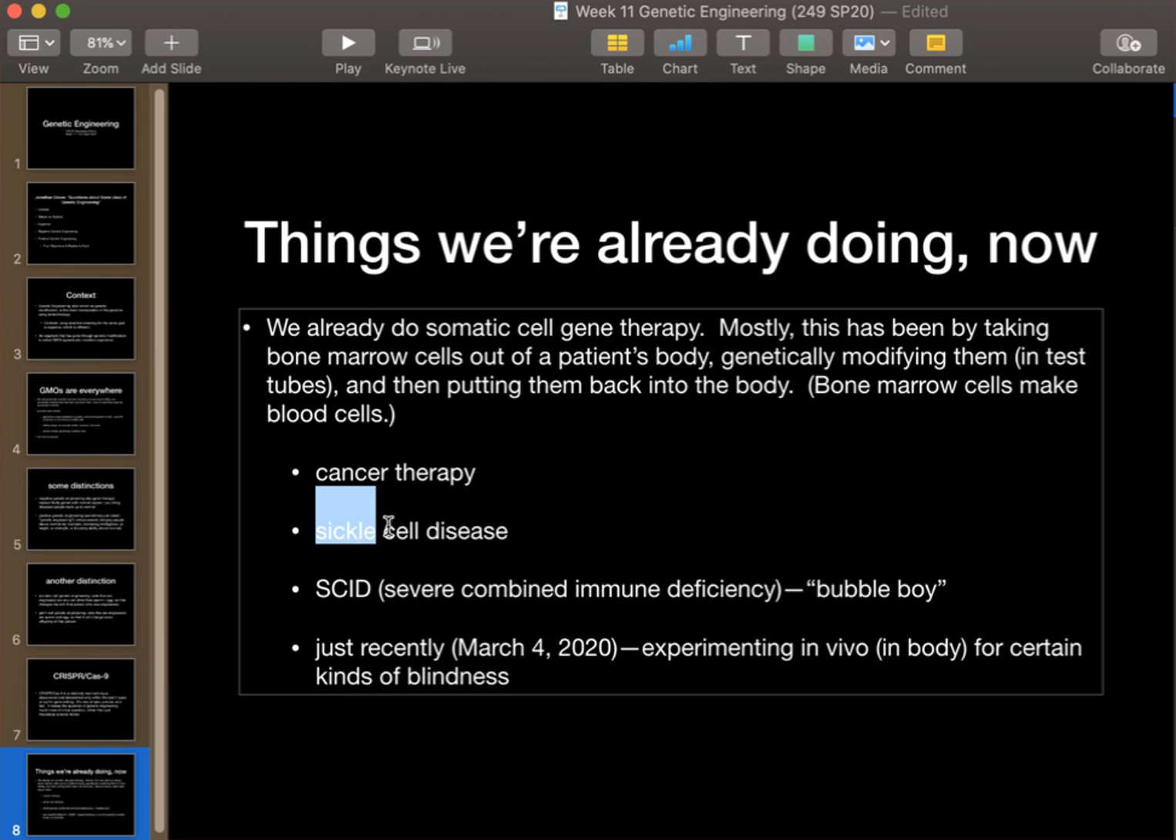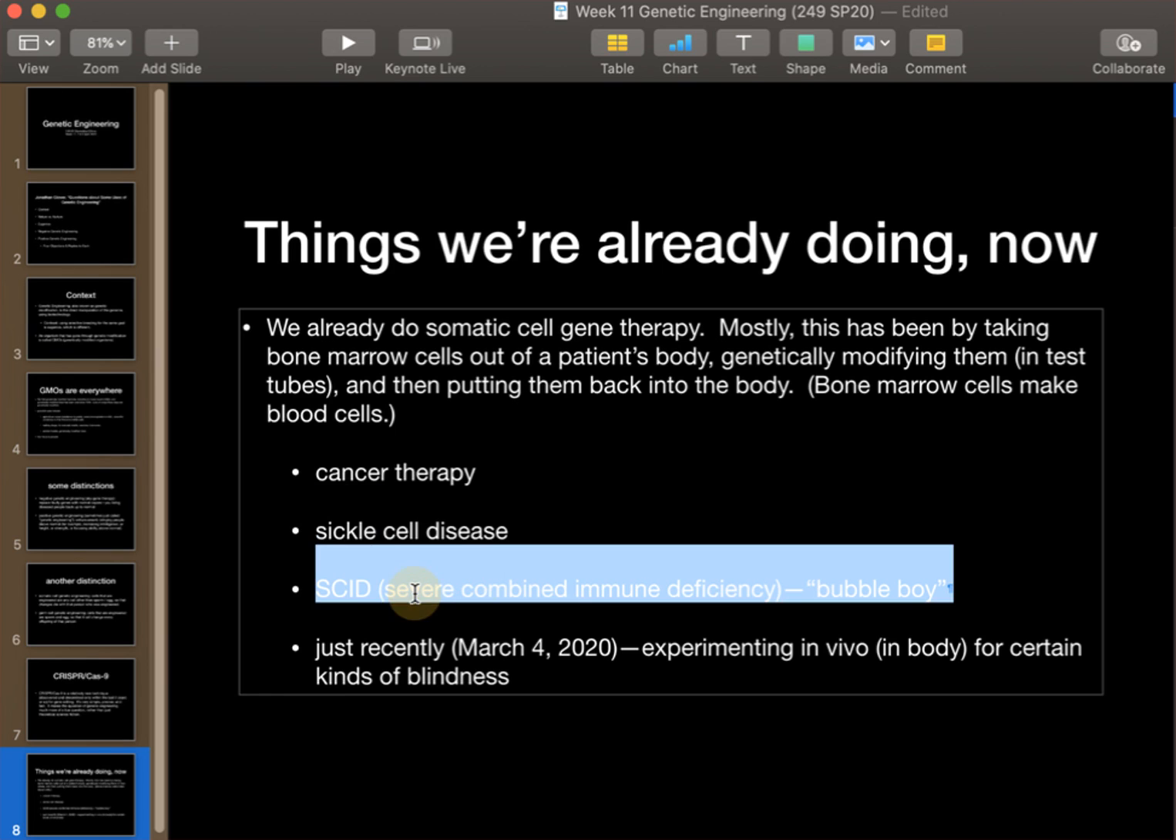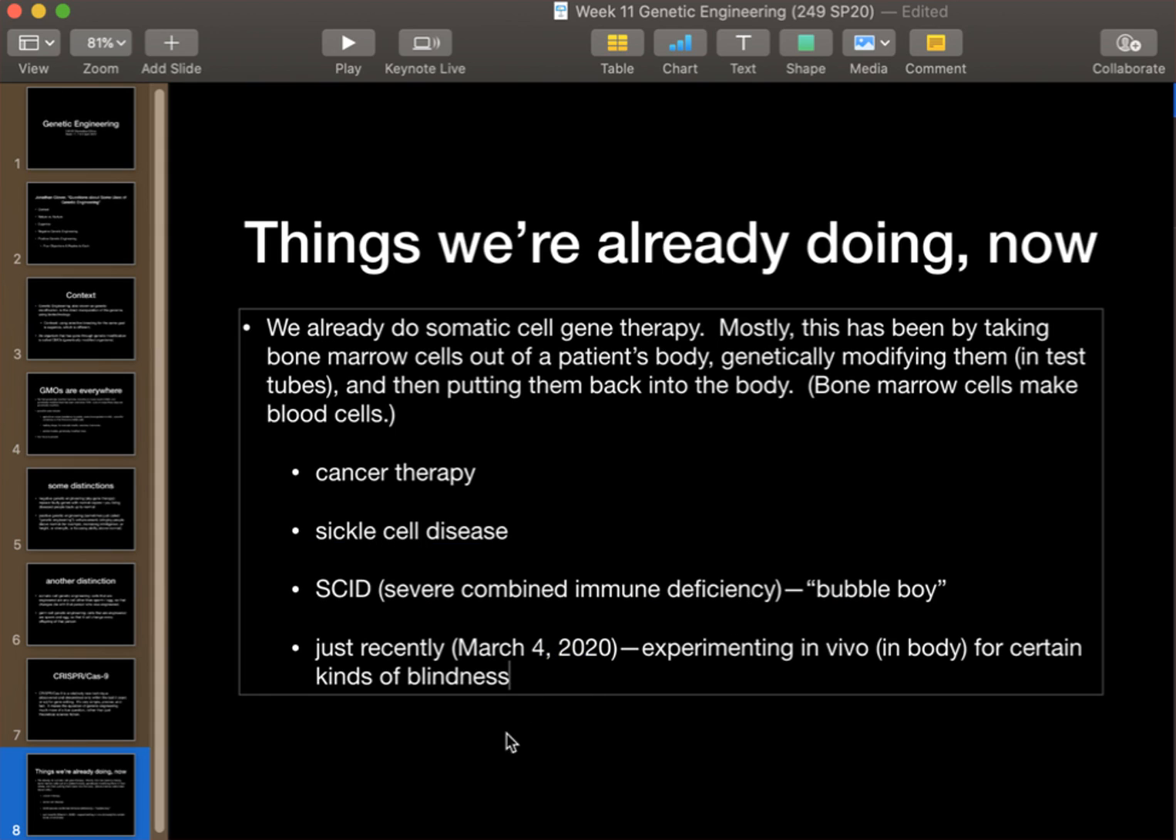Potentially curing sickle cell disease, that's fantastic, right? Bubble boys, maybe that'll be a thing of the past. And blindness, who wouldn't want to cure blindness? Okay.